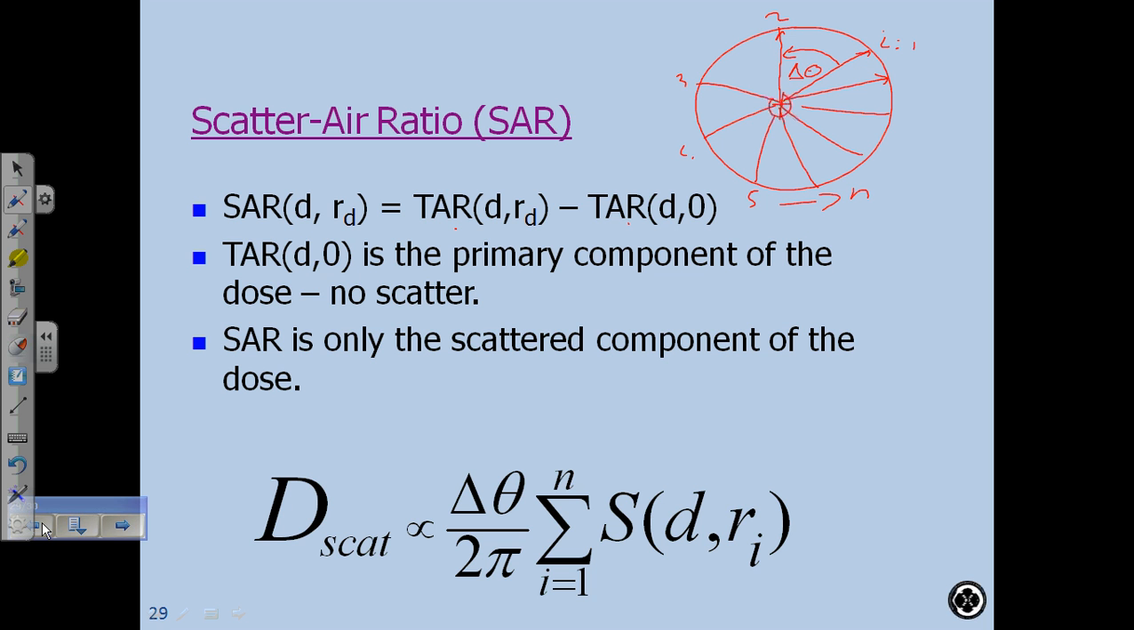But we don't always treat circles. A lot of our fields look like this, or look like that. They're different shapes, right? So if we take the central axis of the beam and we look at the ray lines, they're going to be different. And the scatter component is going to be different as they go around. That's still my little delta theta, but the scatter component is going to be different on this ray line than it is on this ray line.